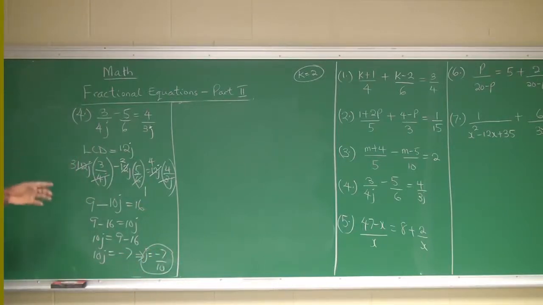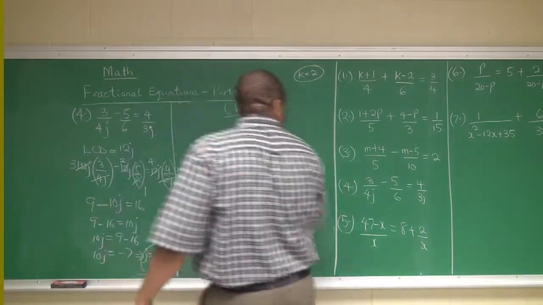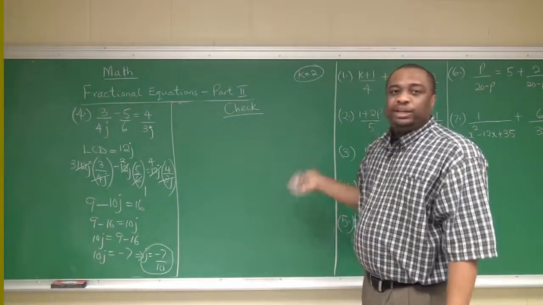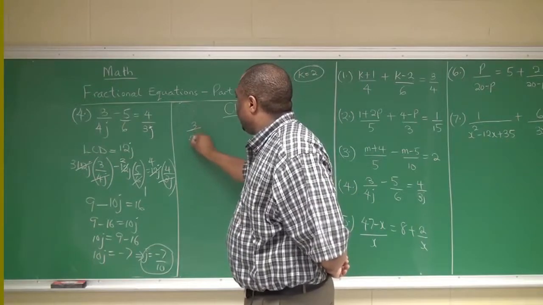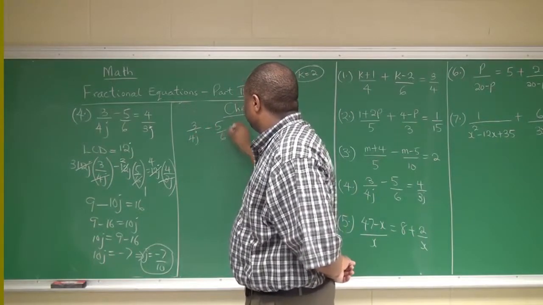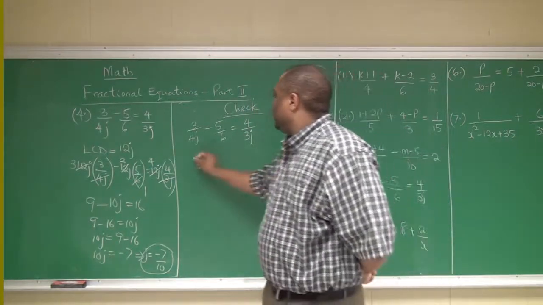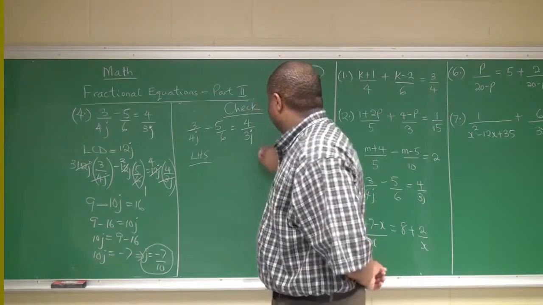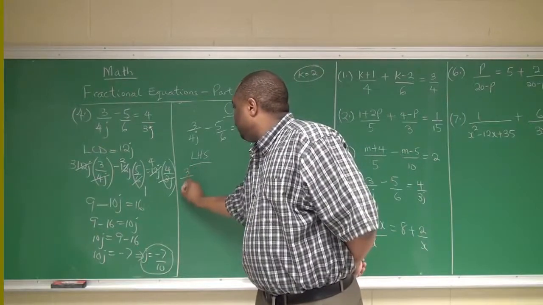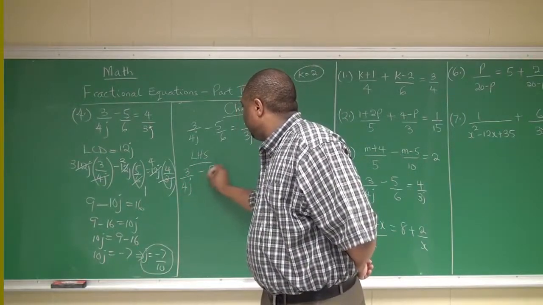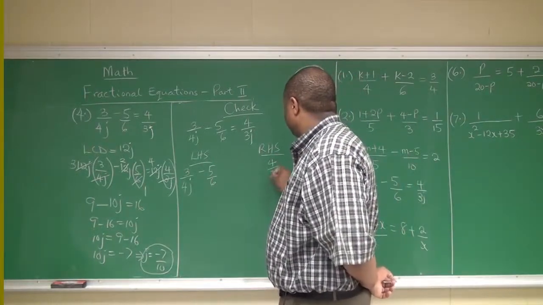Do we stop here? No. We've got to do what? Check. We have to check. Okay. So in checking, we write the main problem, which is 3 over 4j minus 5 over 6 equal to 4 over 3j. Then what is the left-hand side and what is the right-hand side? The left-hand side we have 3 over 4j minus 5 over 6. And then the right-hand side we have 4 over 3j.